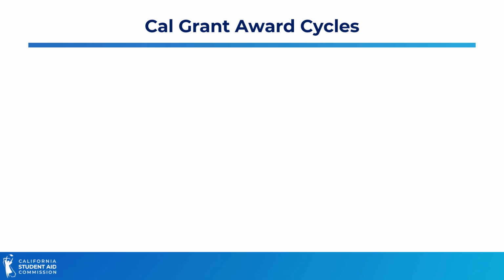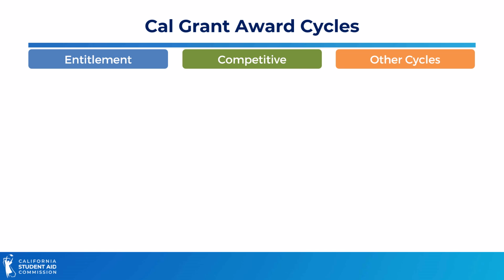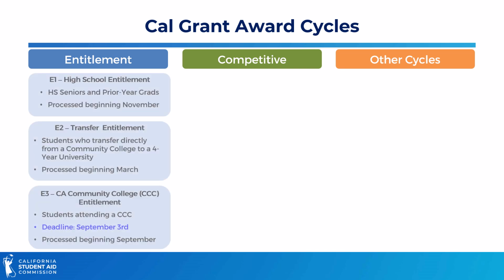Before we talk about the Cal Grant GPAs, it is important to provide some context and information about the different Cal Grant award cycles. We have 2 main types of Cal Grant award cycles. We've got entitlement and competitive, and we also have other cycles. Students who qualify for an entitlement award are guaranteed to receive a Cal Grant as there is no limit to the entitlement awards. Students who do not qualify for an entitlement award are then considered for a competitive award, which are limited in number. Now let's begin with entitlement awards.